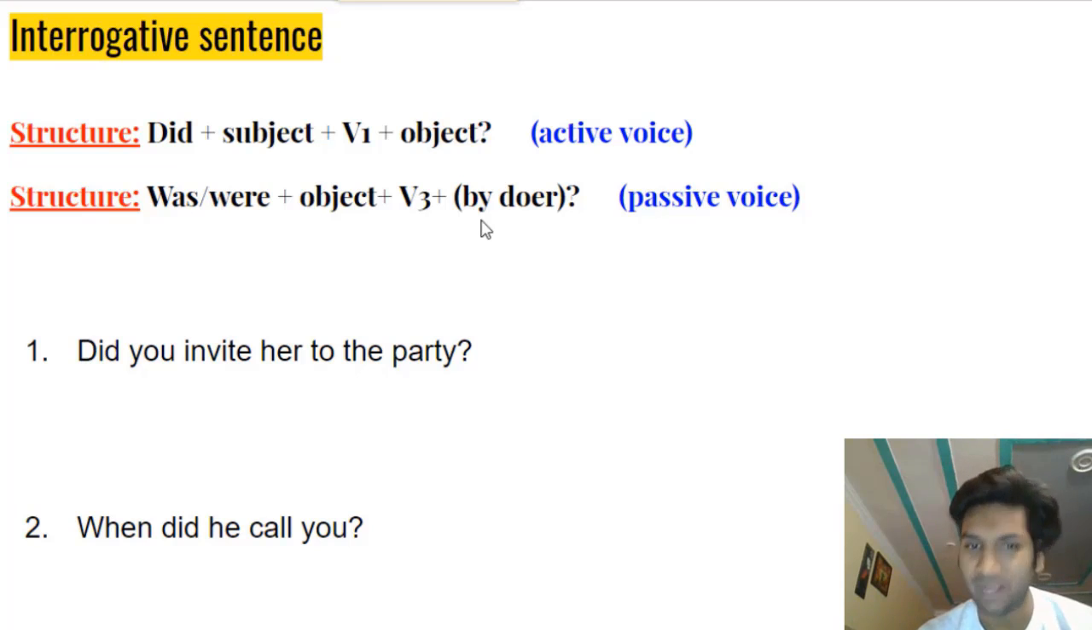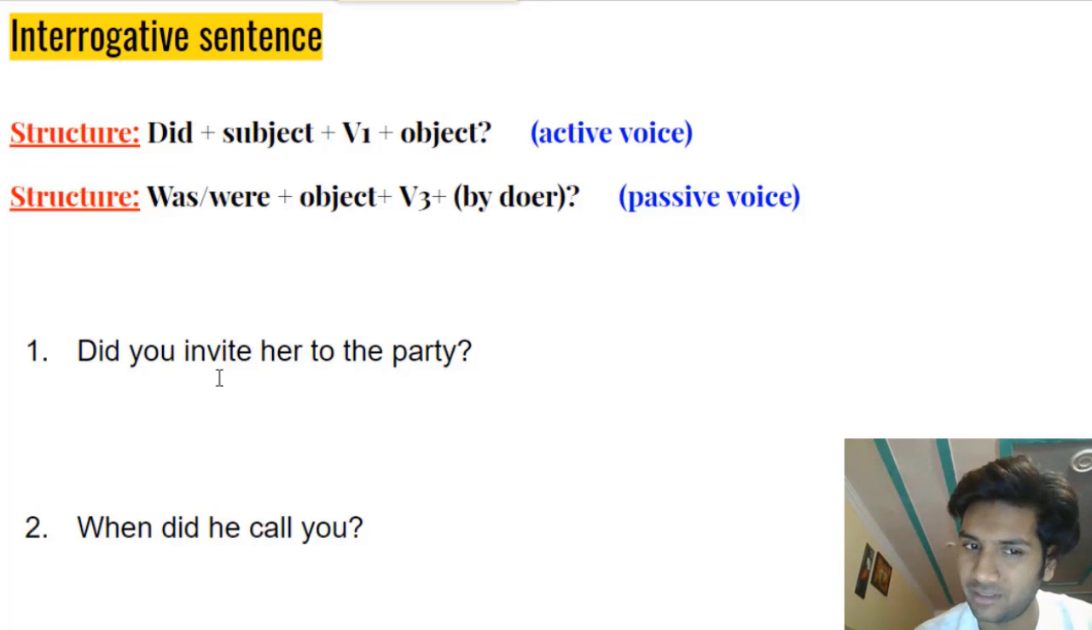All right, look at these examples. Active voice. Did you invite her to the party? That's a question. All right. When did he call you? Now let's change these sentences into the passive voice.